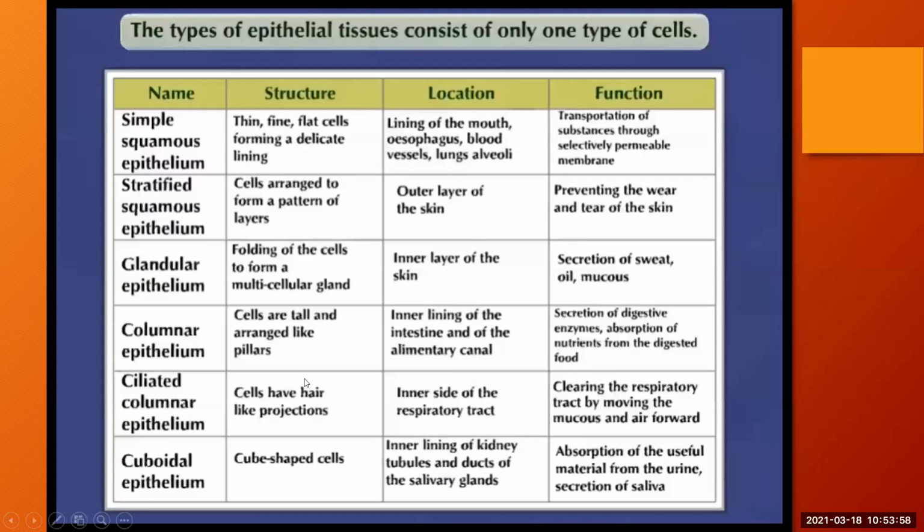The next is ciliated columnar epithelium. As the name itself suggests, they have cilia, hair-like projections, which are located on the inner side of the respiratory tract and do the function of clearing the respiratory tract by moving the mucus and air forward. And the last is cuboidal epithelium, which has cube-shaped cells. They are present in the inner lining of kidney tubules and ducts of the salivary gland, and the function is absorption of the useful materials from the urine and secretion of saliva.